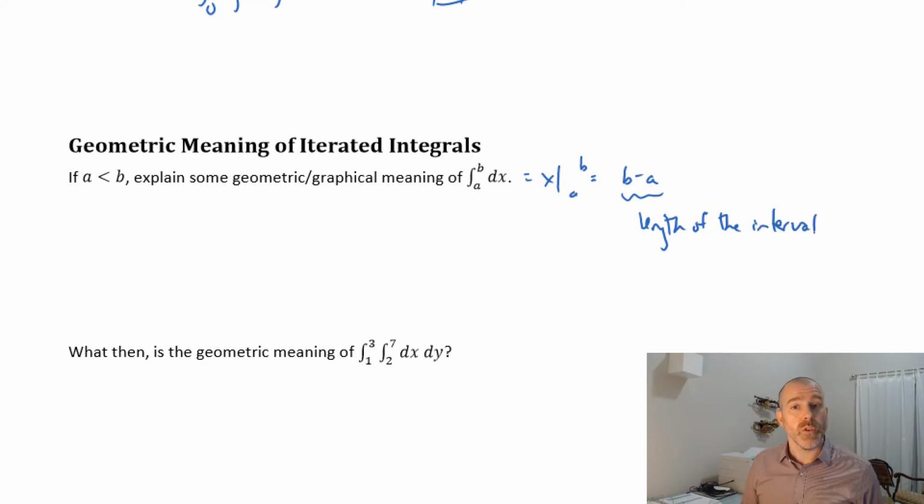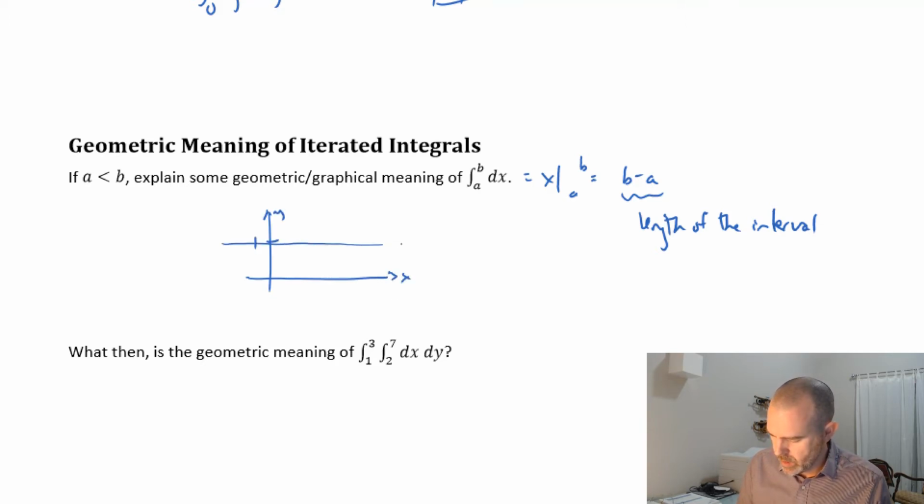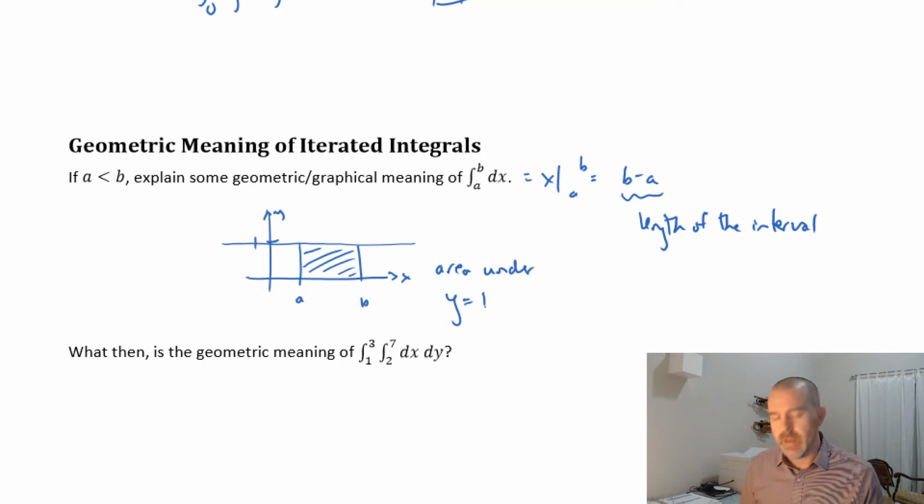You could, however, also think of integrating a function from a to b. And in this case, that function would be the constant 1. And so you could also think of this as the integral of the constant function 1 from a to b. And so you could also think of this as the area under y equal 1. So like a lot of things that we do, that's the function of one variable, the two-dimensional case.